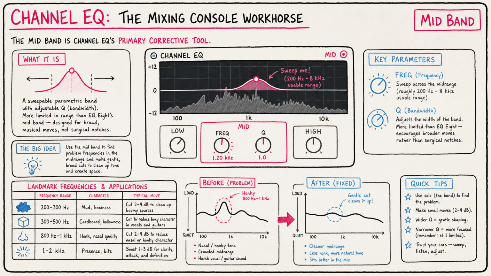Cut if harsh or aggressive. 4 kHz: intelligibility; boost 2 to 4 decibels for vocal clarity and cut through. 6 kHz: edge, sibilance region; boost for articulation. Cut if harsh or sibilant. The mid band rewards quick, confident moves. Sweep the frequency while boosting to find problem areas. The boost and sweep technique.